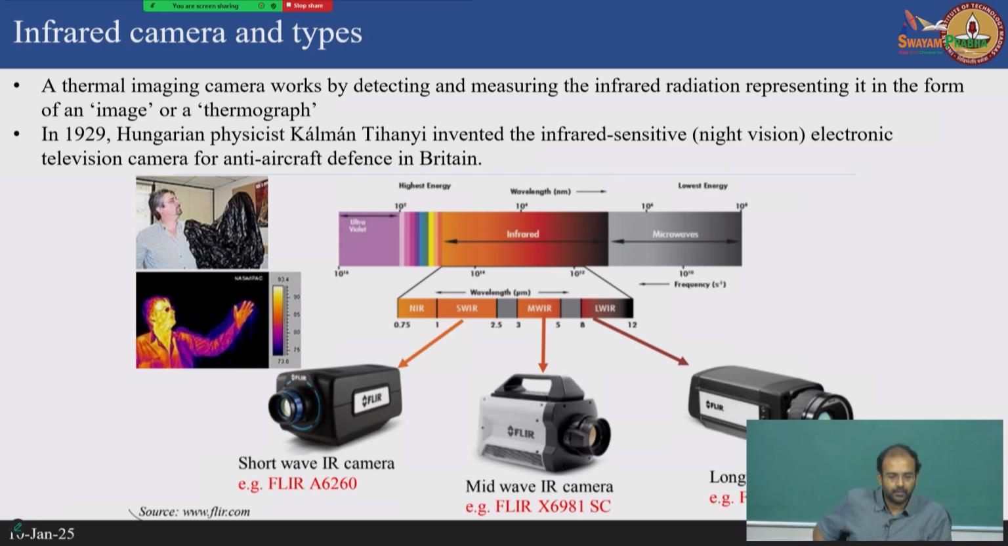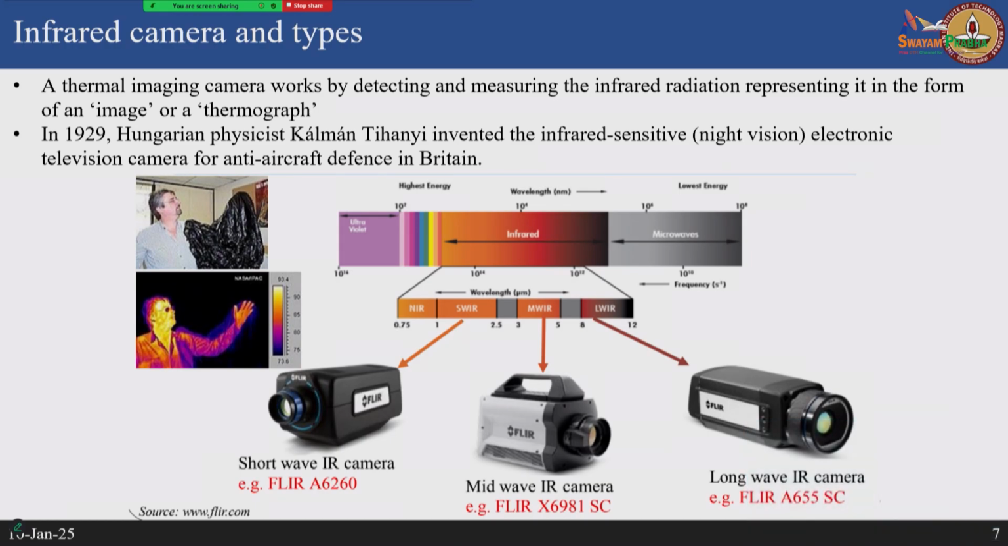Okay. So, as I said, a thermal imaging camera works by detecting and measuring the infrared radiation that is emitted from a particular object. It is capturing the emission, it is not capturing some reflected light like your optical cameras. Your optical high speed cameras are based on the principle of reflected light that is captured, but infrared camera detectors capture exactly the emission that is coming from a surface.